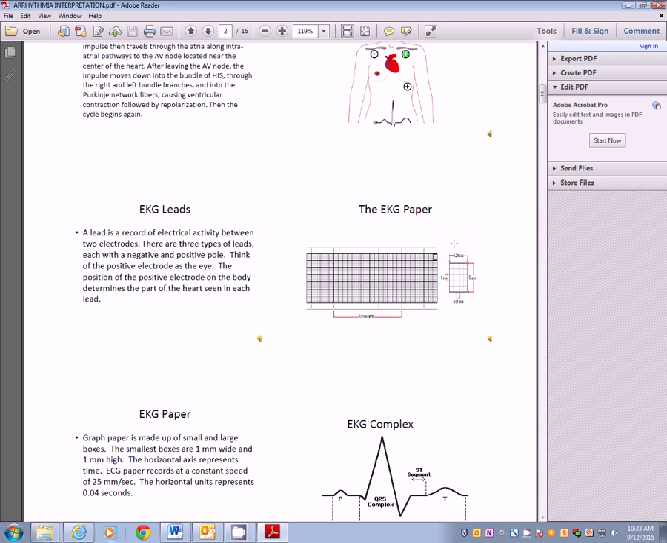Okay, so each square is 1 millimeter. Each millimeter is 0.04 seconds. There are 5 millimeters in one large square, so that would be 0.20 seconds. Okay.